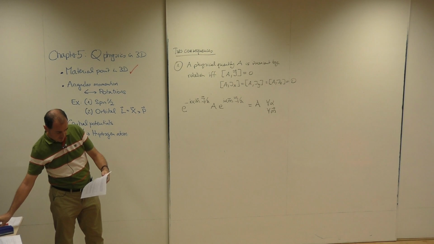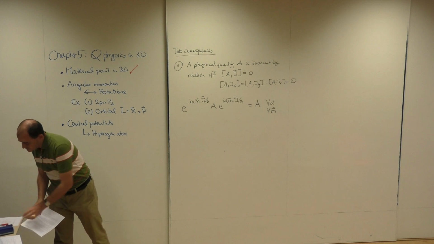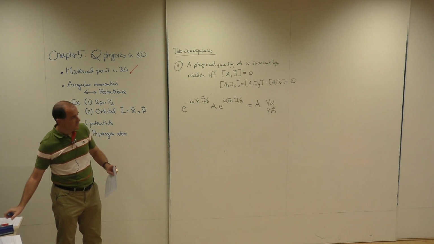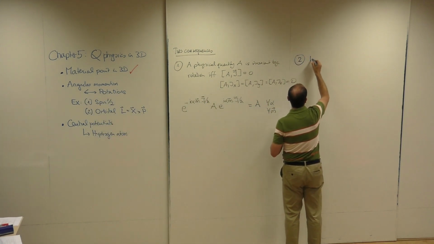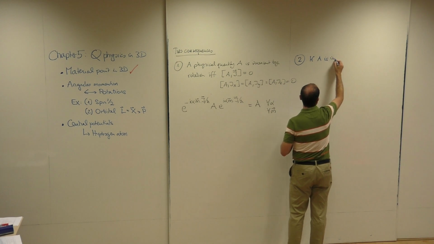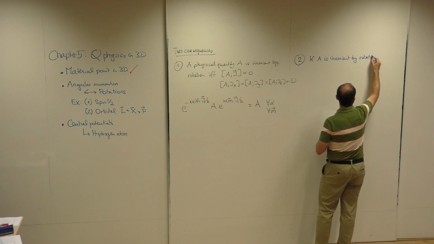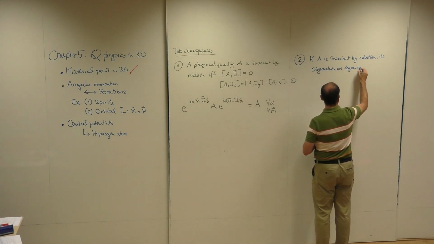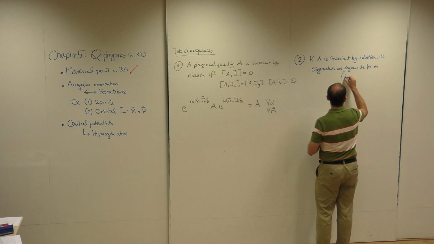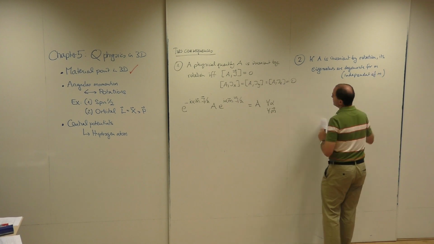The second remark is actually a theorem that is a strange theorem, but it will have a lot of importance, what is called the essential degeneracy. So if A is invariant by rotation, its eigenvalues are degenerate for M, or let's say independent of M, M being the eigenvalue of Jz.